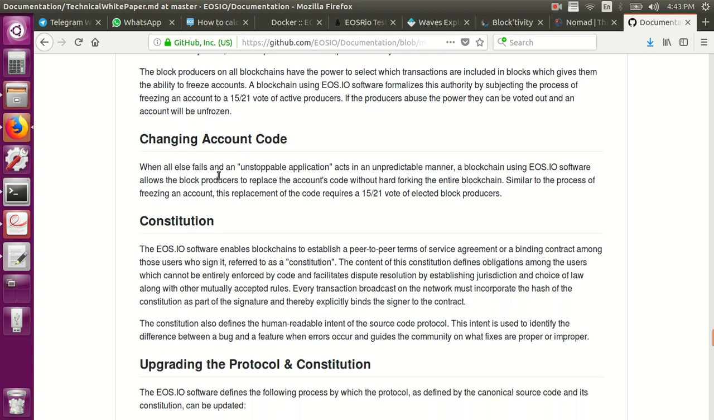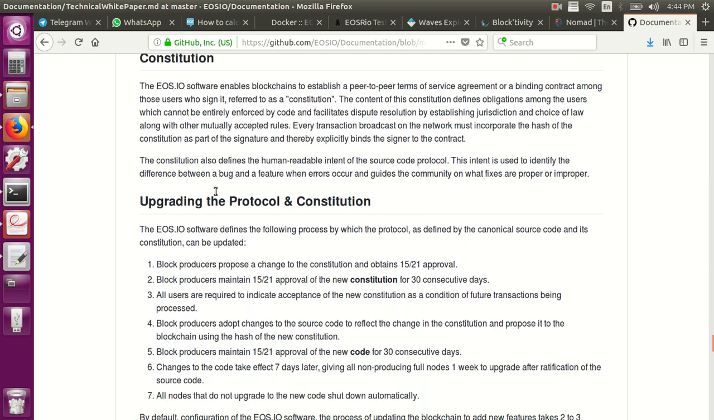Here's another one. You can change contract code, smart contract code, doing voting and things like that. Again, how good do you feel about letting 15 or 21 block producers decide your fate? That's an argument for another day.